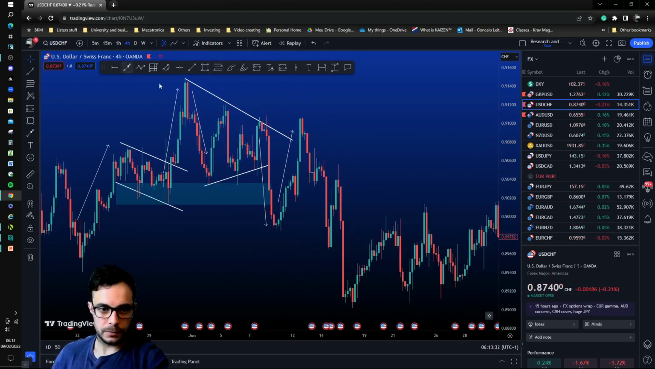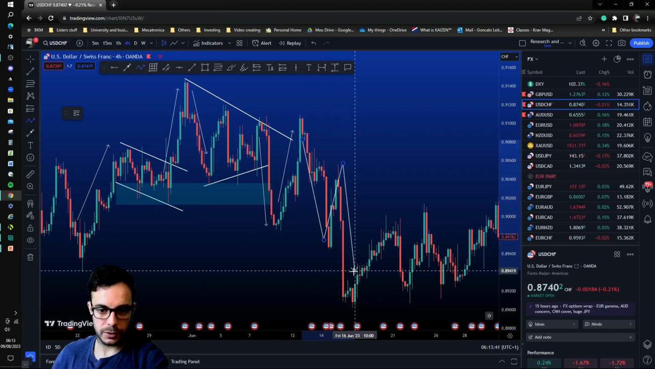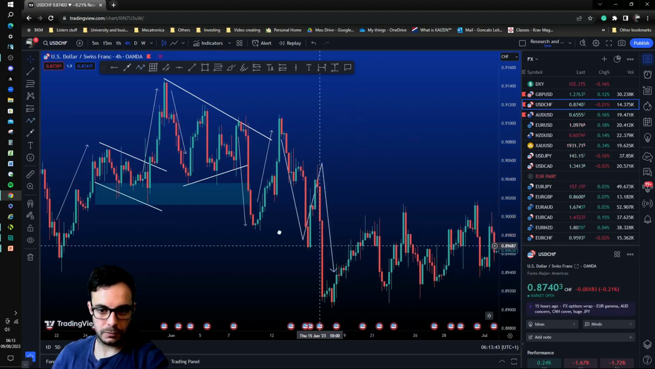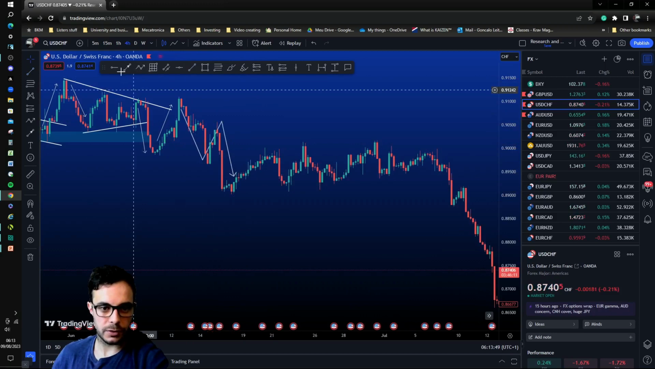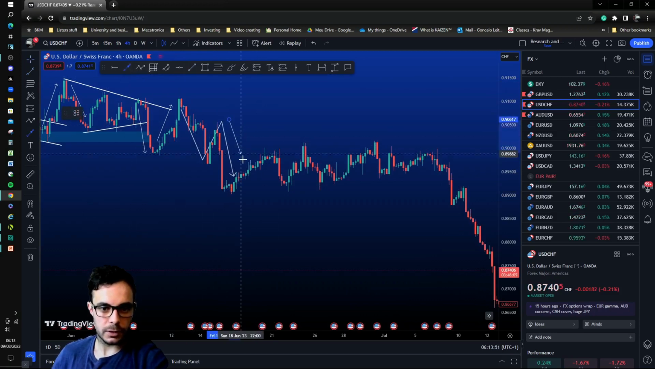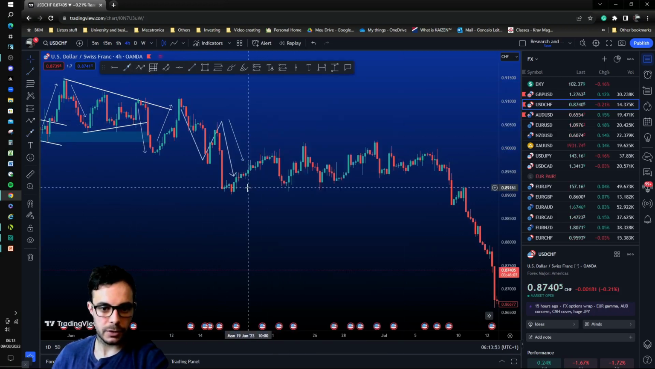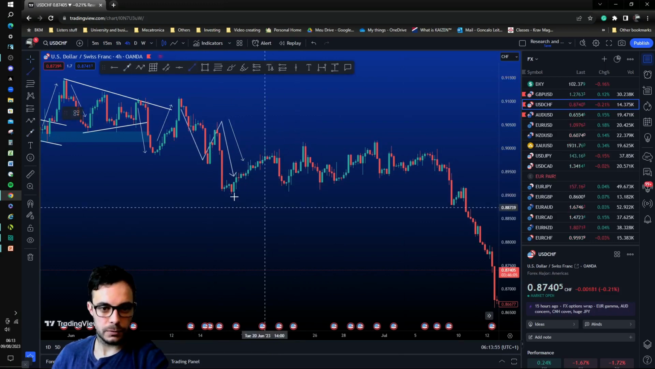Either way, we got another impulsive move. Do this one. Impulsive move down, impulsive move up, impulsive move down again. And then we have a long sort of correction after this impulsive move down, as you can see. So this means that the bears are in control.